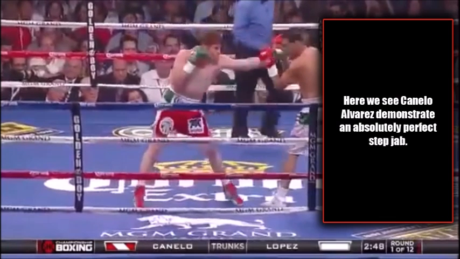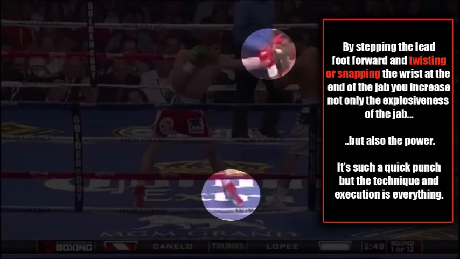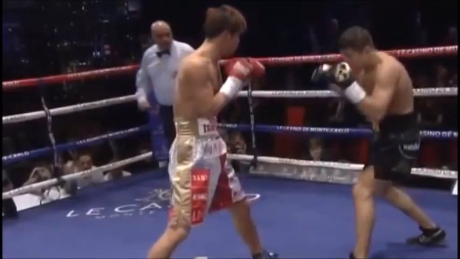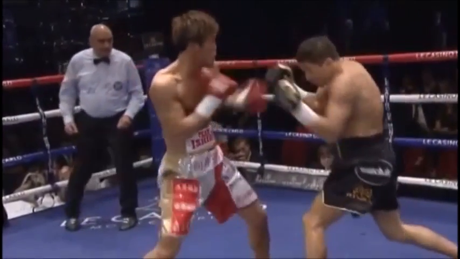And here we see Canelo Alvarez demonstrate an absolutely perfect step jab. The technique is 100% perfect with this jab. Now by stepping the lead foot forward and twisting or snapping the wrist at the end of the jab, you increase not only the explosiveness of the jab but also the power of the jab. Now this step jab is such a quick punch, but the technique and execution, like everything else in boxing, is paramount. Great jab.